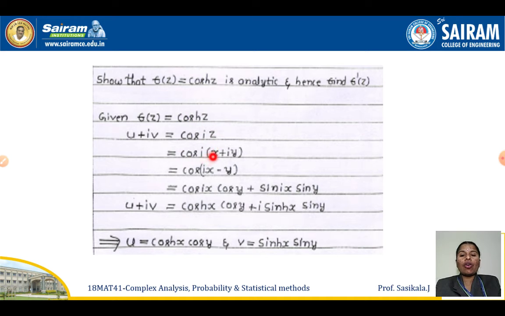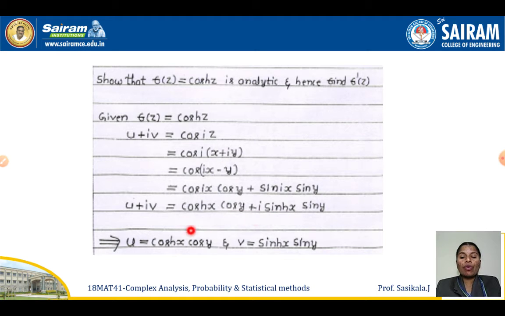So cos(iz) can be replaced in the Cartesian form x plus iy, because if you replace it in terms of polar form, what will happen? We could not make a segregation in terms of cos. For that reason we have chosen the Cartesian form. So cos of i you can take inside, it will become ix minus i times i, which will be minus 1 times y. So it will become cos(a minus b), the cos a cos b plus sin a sin b formula. Again cos(ix) is replaced by cosh x and sin(ix) by i sinh x.